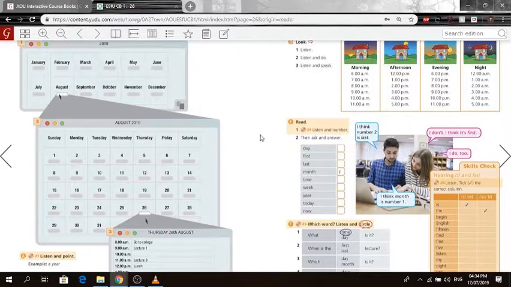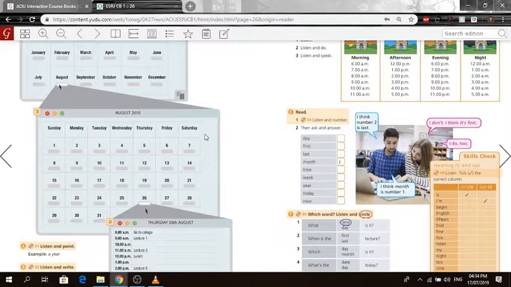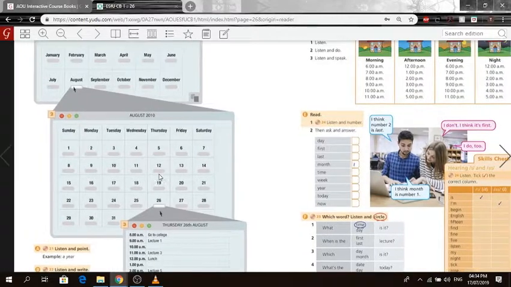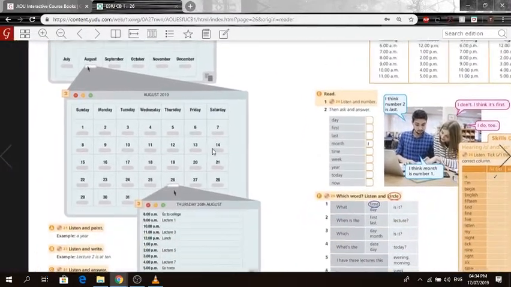Voice number 1. A year, a month, the first month, the last month, the month after January, the month after November, okay? So let's go again right here to check our answers, right?